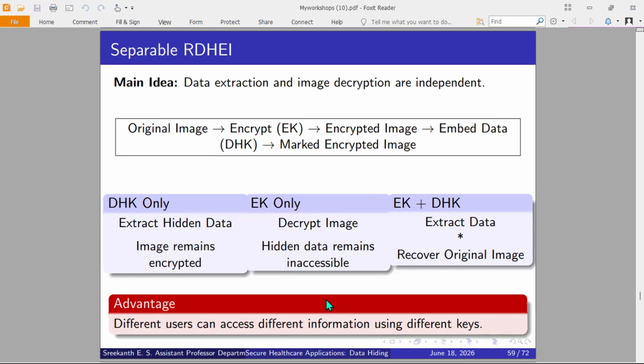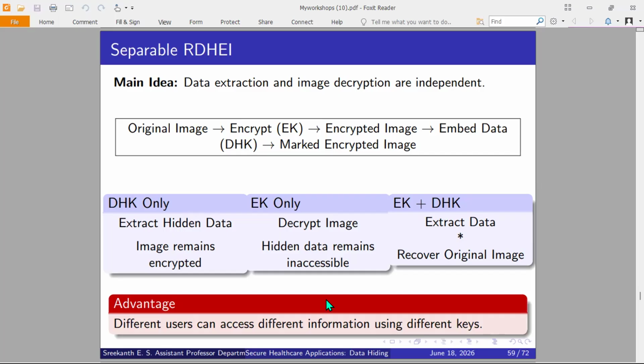Say the original image we are sending, we are sending by encrypting with a key, that is EK, the encryption key. This encrypted image will be received by the cloud. The cloud will be embedding data using another key called DHK, the data hiding key. This is the resulting marked encrypted image. Now, what is the advantage?